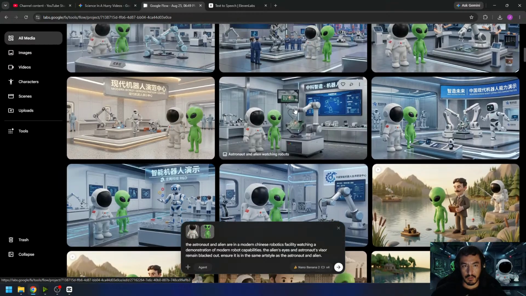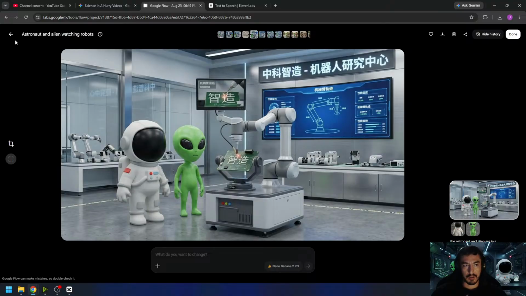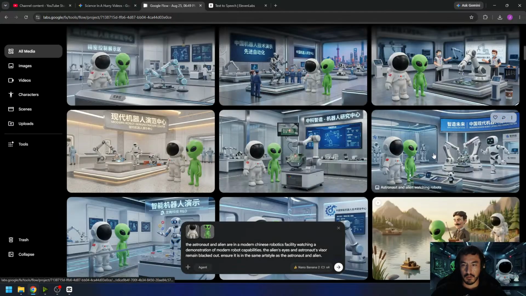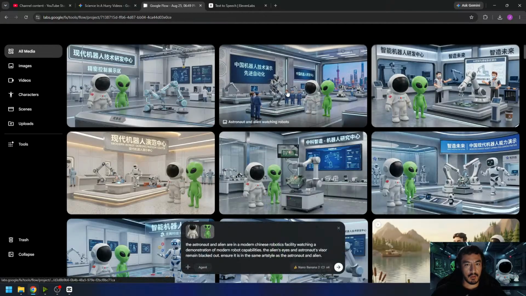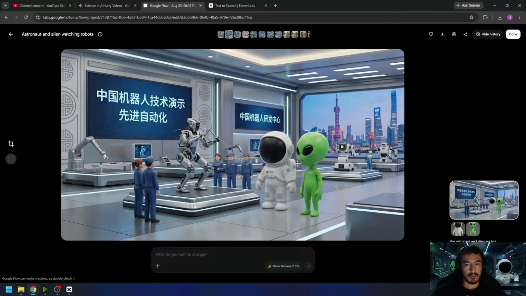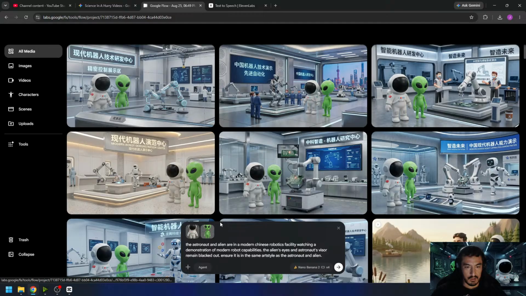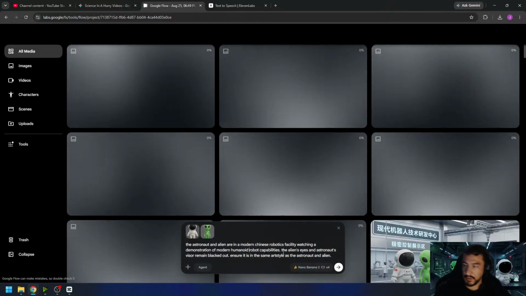Want to deal or do anything with these robot arms. I'd rather have a humanoid robot, so I should have made that known. This doesn't make sense. The astronaut and alien are massive. So let's specify modern Chinese robotics facility watching a demonstration of modern humanoid robot capabilities.